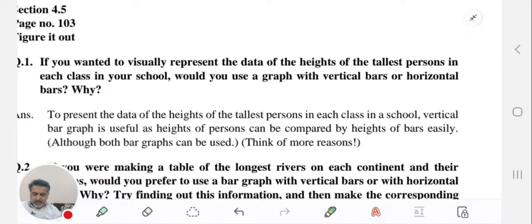A graph represents the data in the form of pictures, the pictograph. If the data is collected directly from the source, it is called primary data. Okay, true or false.